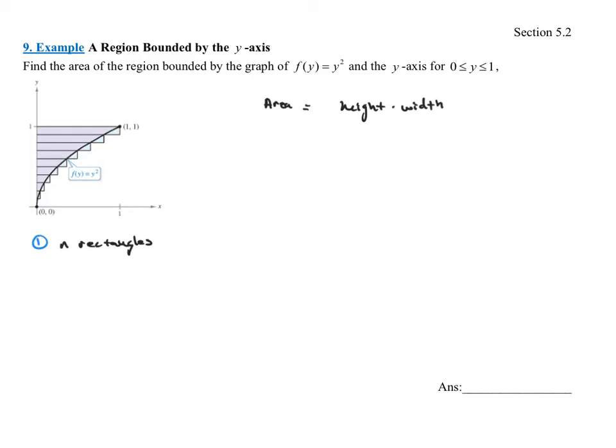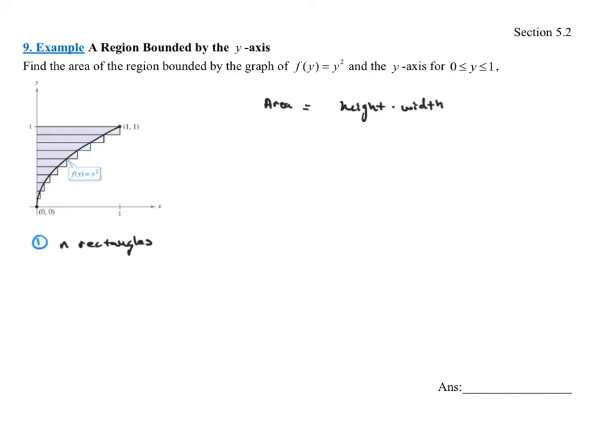Sorry, I haven't formally read the problem, so let me do that. It says, find the area of the region bounded by the graph of f of y equals y squared. So it's a function of y now, right? The y-axis, and 0 is less than or equal to y is less than or equal to 1.